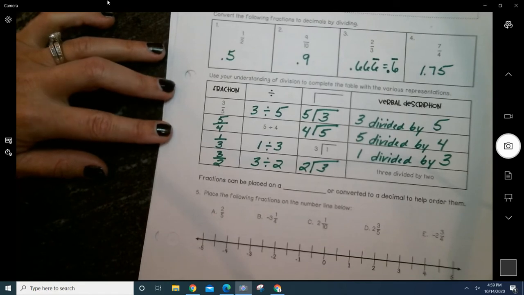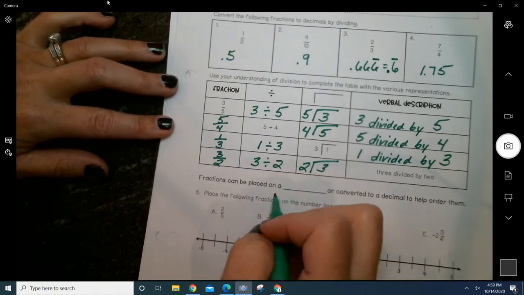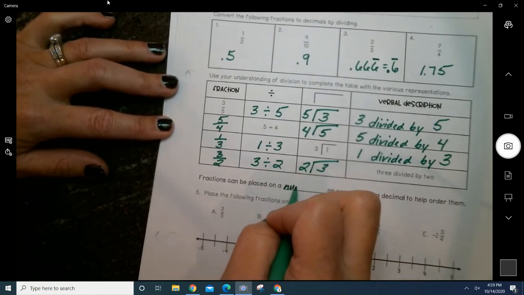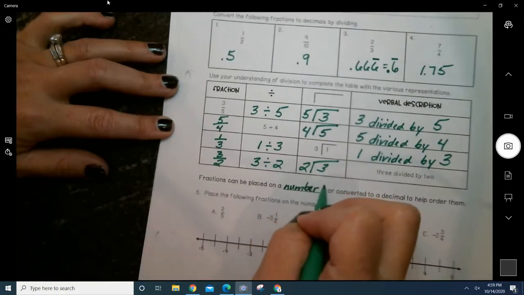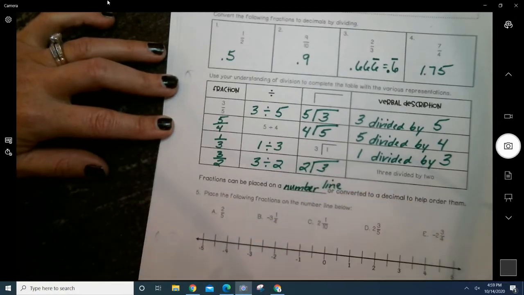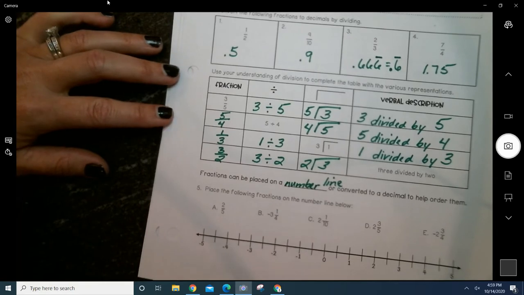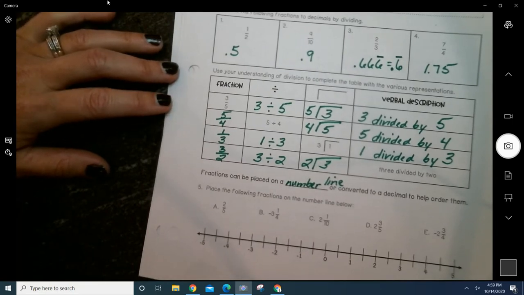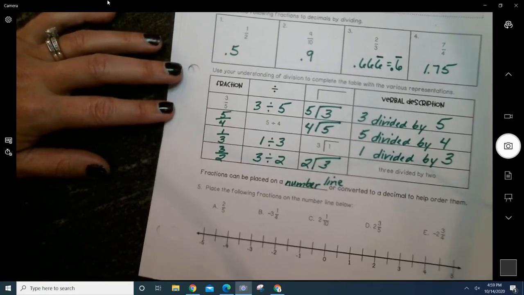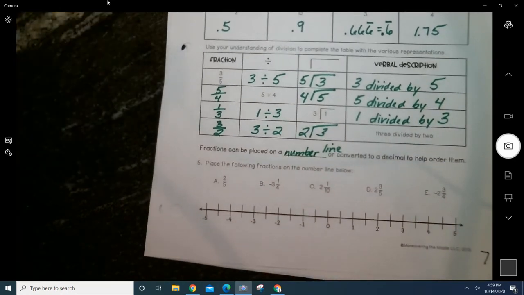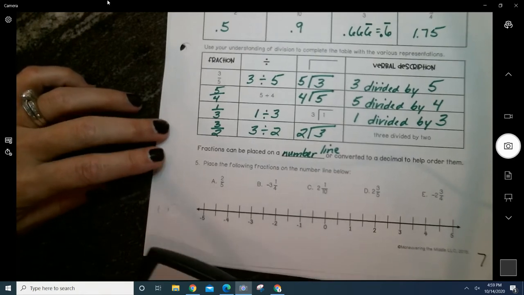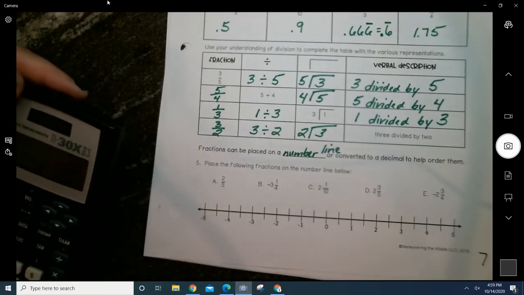Okay, fractions can be placed on a number line or converted to a decimal to help order them. Place the following fractions on the number line below. This is going to be easier if we convert them to a decimal, but if you wanted to, you could try to do this with fractions if you feel more comfortable doing that. So let's convert these all to decimals and then we'll be able to place them on a number line.